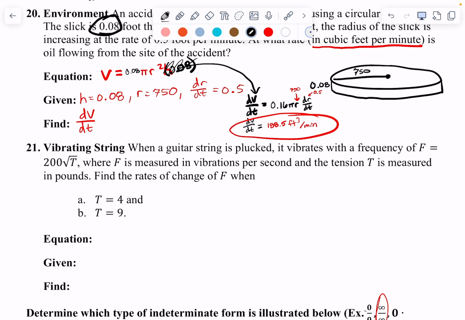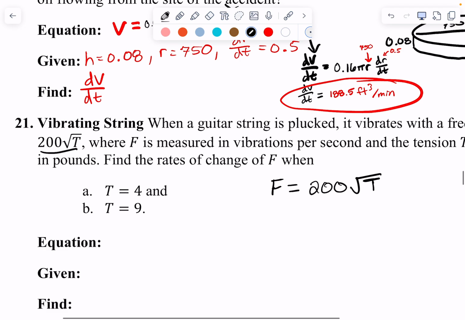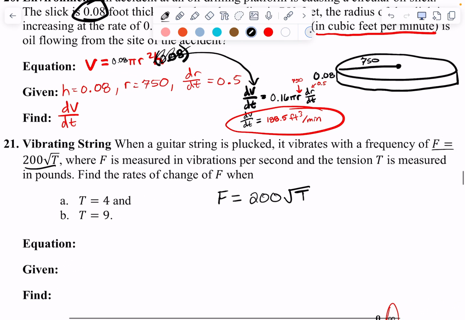Okay. When a guitar string is plucked, it vibrates with a frequency of, they give me the equation. That's exciting. F equals frequency equals 200 square root of T. What does T stand for? Tension. F is measured in vibrations per second, and the tension is measured in pounds. Find the rate of change of F.